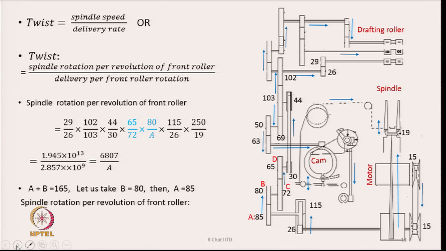Spindle rotation per revolution of the front roller. Therefore, for the given situation, if I choose A to be 85, then it becomes 80.1. That is, in this particular case, one revolution of this roller will make 80 revolutions of the spindle, assuming there is no slippage and no loss.